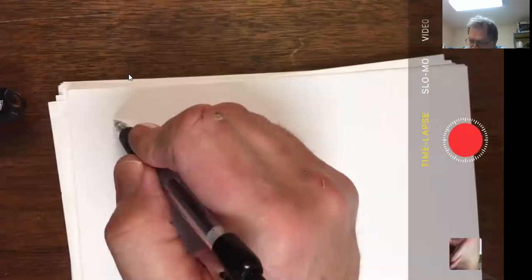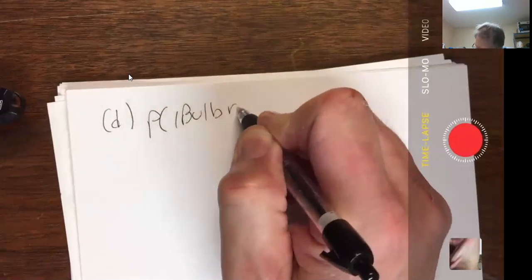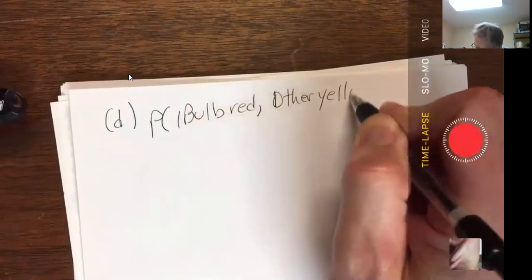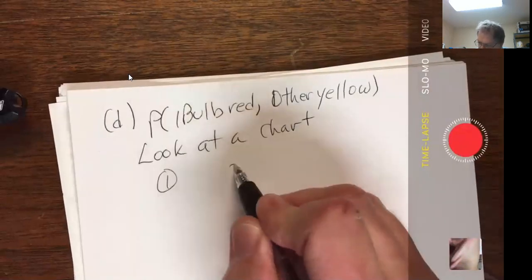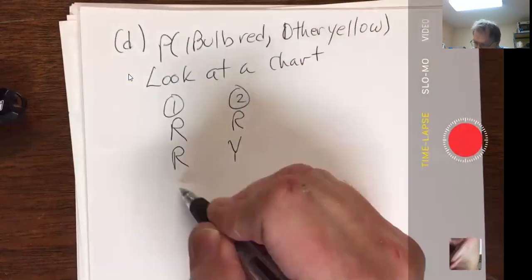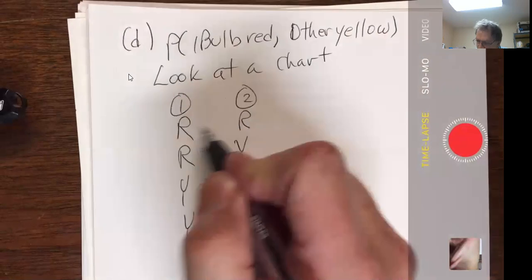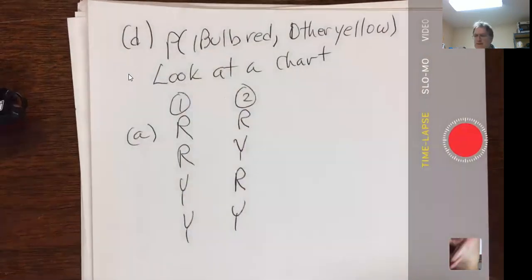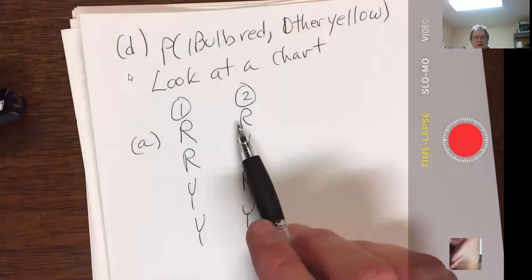It parallels again the song problem. Probability 1 bulb red, 1 or the other yellow. All right, to understand this, again, look at a chart. All right, bulb 1, bulb 2, both red, red, yellow. First one yellow, second one red, and then both yellow. All right, row 1, that was part A. 2 red bulbs. Basically, they're asking about row 1.